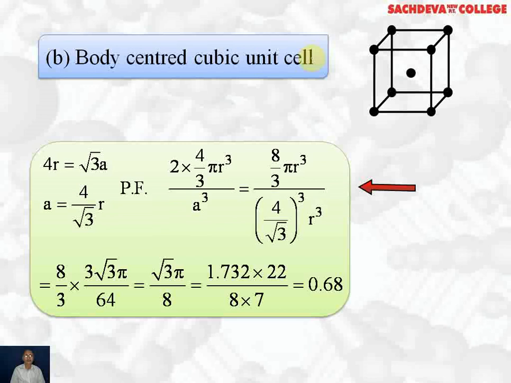This comes out to be 8/3 πr³. A we are substituting equal to 4r divided by √3, whole cube. On simplification, we will get √3π/8. √3 is 1.732 multiplied by 22 divided by 8 into 7. It comes out to be 0.68. So in body centered cubic, packing fraction is 0.68, or packing efficiency is 68%. Free space is 32%.